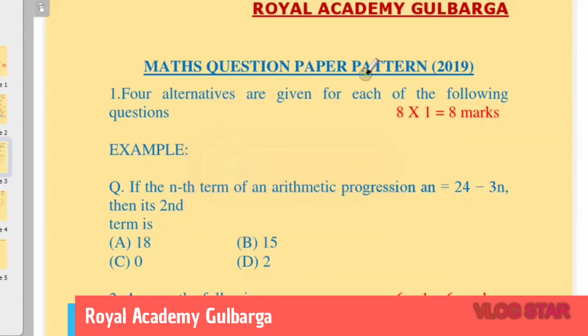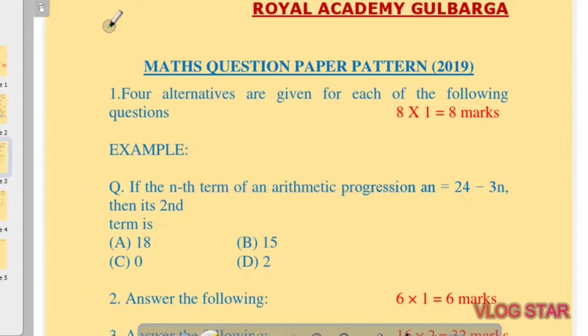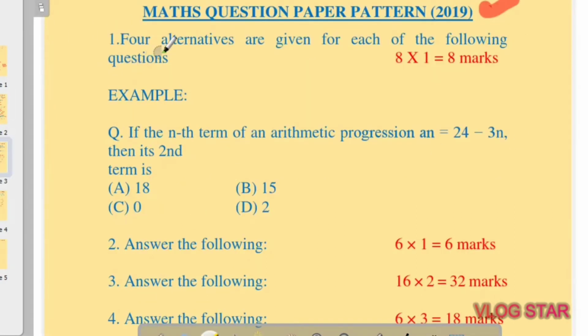Now let us see the question paper pattern which was given last year, that is 2019. The first thing that was asked was that 4 alternatives were given in a question and you need to select the correct answer. So 8 questions were given of 1 mark each, that will fetch you 8 marks.